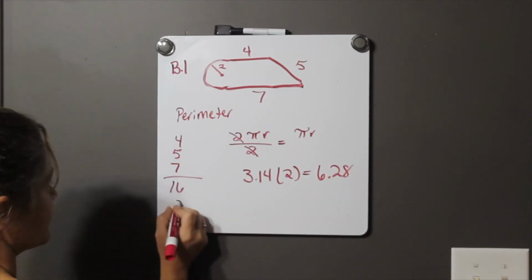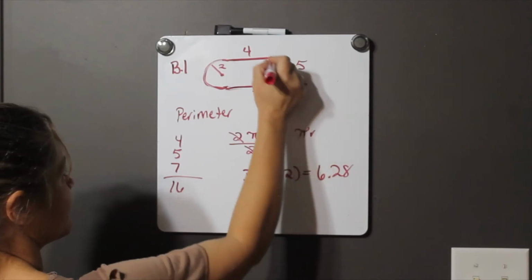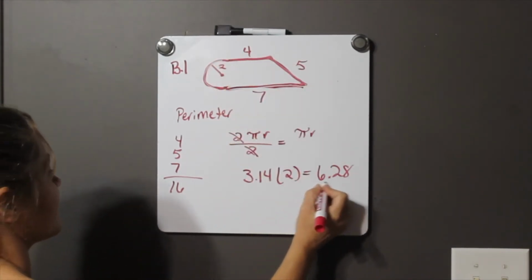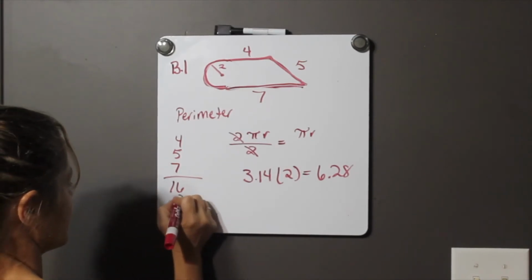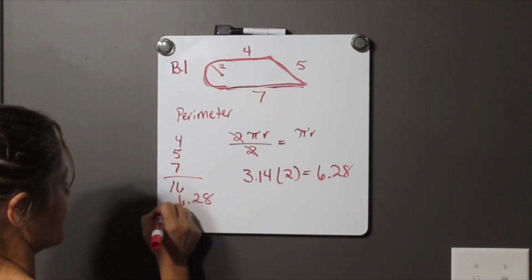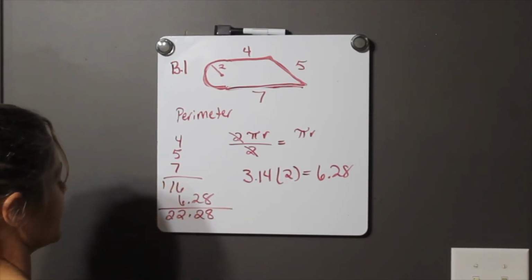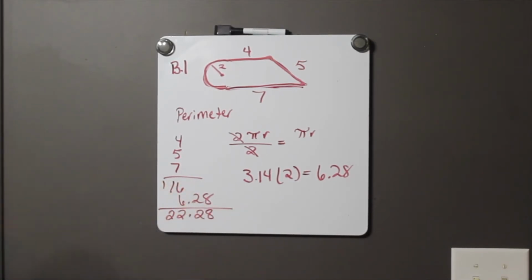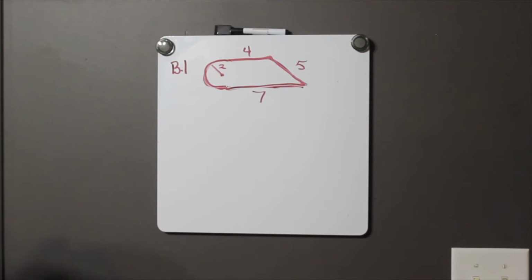We're going to add this to the rest of our perimeter, so this 16 counts the 7, and the 5, and the 4, and this 6.28 is going to be this length right here. I'm going to add those up. And we get 22.28. That is the perimeter of that figure. Now we're going to do the area of the figure.